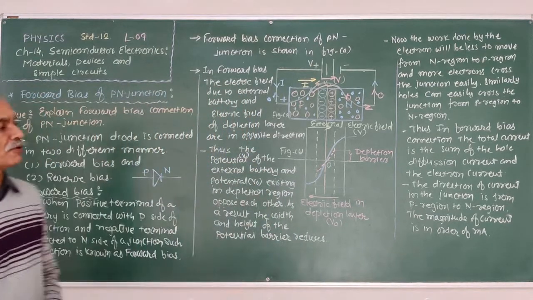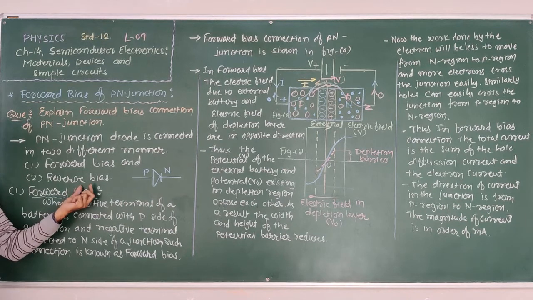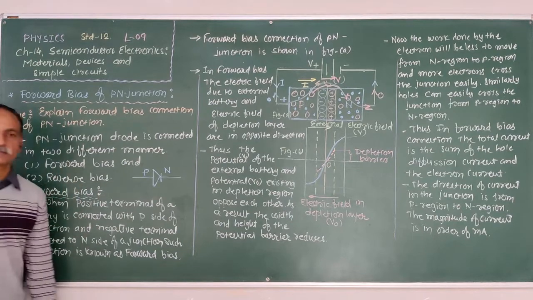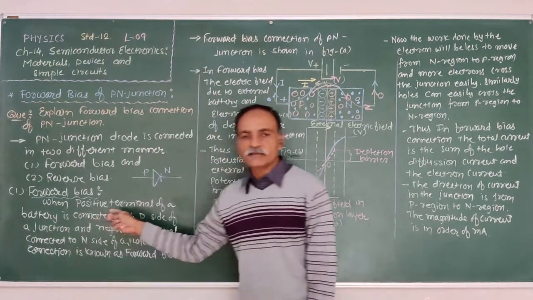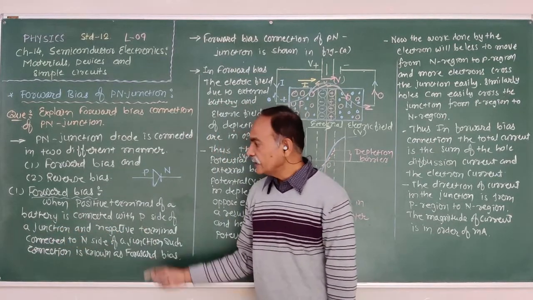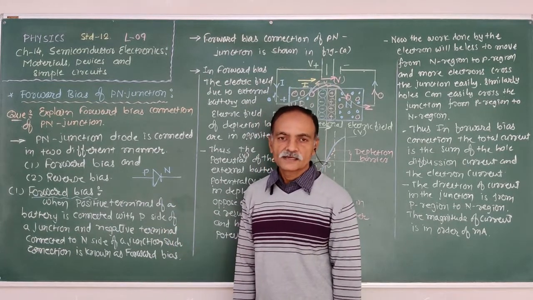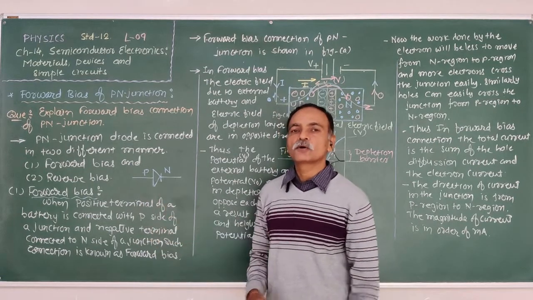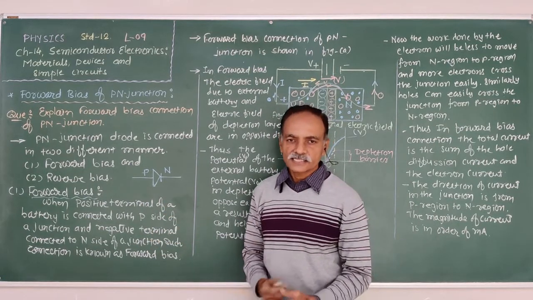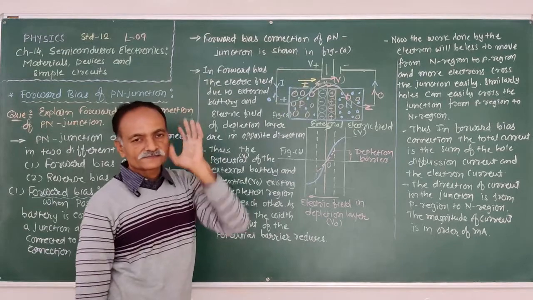First we again repeat the forward bias. The PN junction diode is connected in two different manners. First is the forward bias, second is the reverse bias. Here we discuss only forward bias. Therefore, I take first the definition of forward bias. When the positive terminal of a battery is connected with the P side of the junction and the negative terminal of the battery is connected with the N side of the junction, such a connection is known as forward bias. Okay. So the forward bias connection of the PN junction diode is shown in the figure.